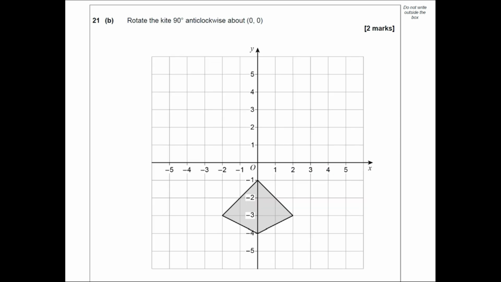And the next one is rotate the kite 90 degrees anti-clockwise about 0, 0. So we are rotating this kite about 0, 0, which is here. Anti-clockwise, that means we go in that direction. So if the distance from the center to this point is 1, after moving it around the circle, this will be 1 distance as well. So this is the reflection of these points.